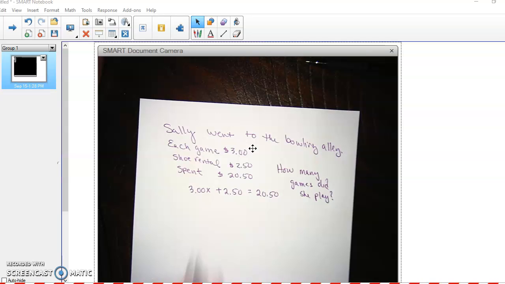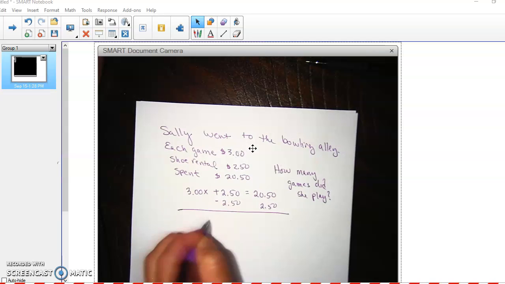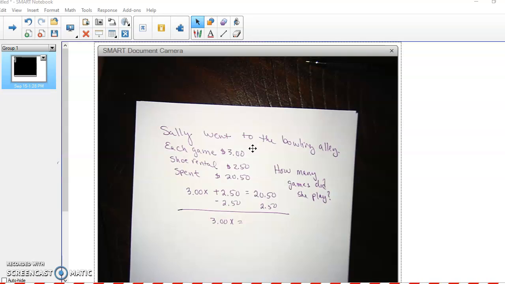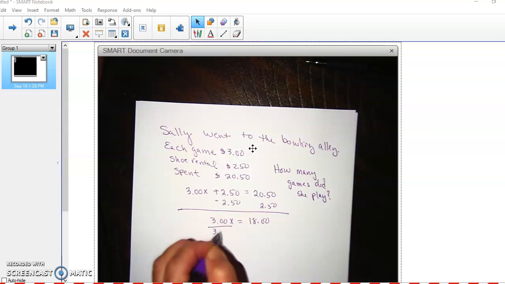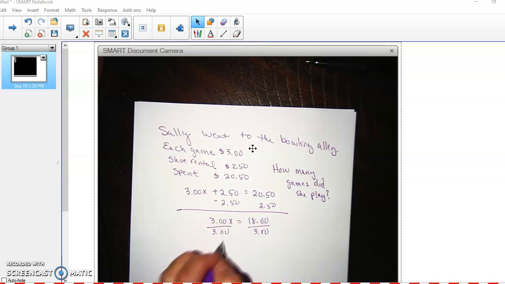So now let's solve it. We're going to subtract $2.50 from both sides. Bring down our $3x equals $20.50 minus $2.50. That's 18. And then I'm going to divide that by 3. And x equals $6. So it looks like each game is $6.